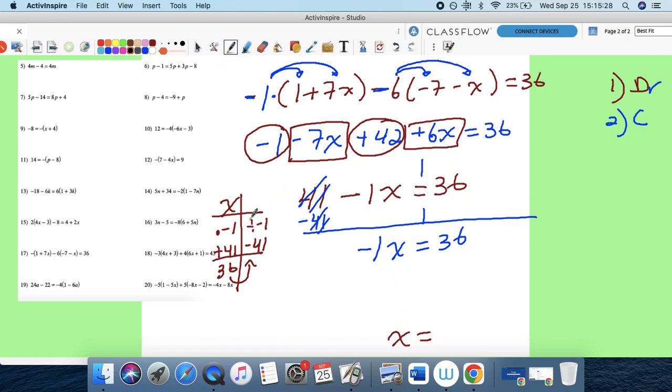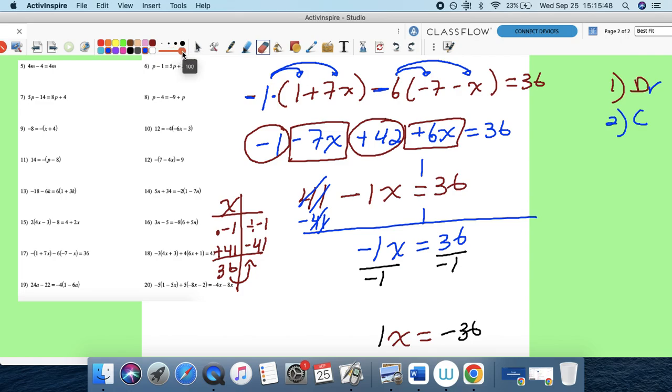Well, it says here we should divide both sides by negative 1. So divide this by negative 1, divide this by negative 1. Negative divided by negative is a positive, and 1 divided by 1 is just 1x, 1 positive x. And 36 divided by negative 1, positive divided by negative is a negative, and 36 divided by 1 is 36. So x equals negative 36. Now we have to do our check.